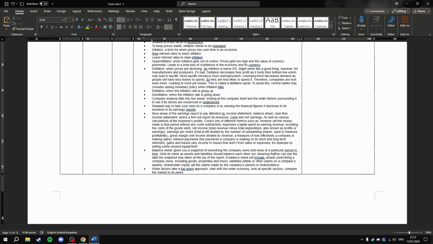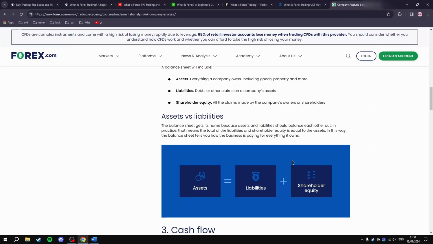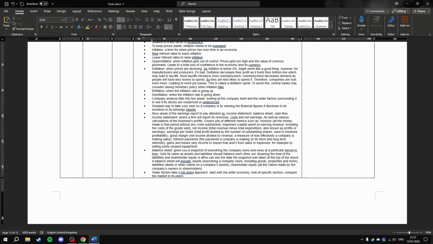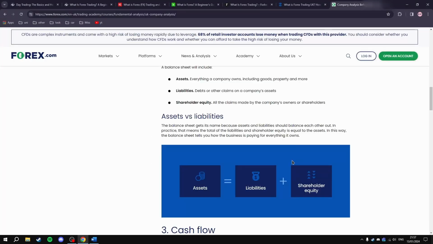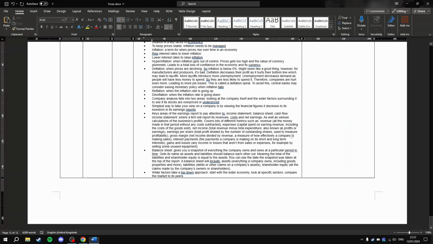Meaning the total of the liabilities and shareholder equity is equal to the assets. In this way, the balance sheet tells you how the business is paying for everything it owns. Assets equals liabilities plus shareholder equity. How the business is paying for everything it owns.